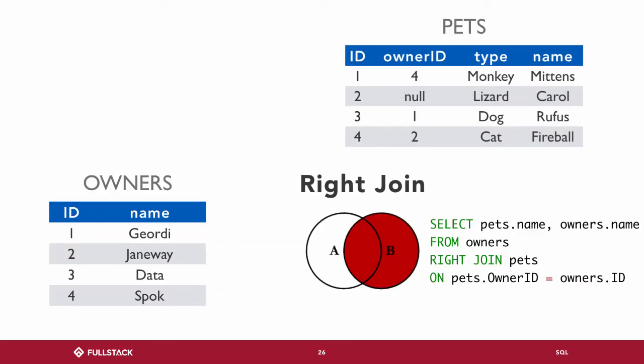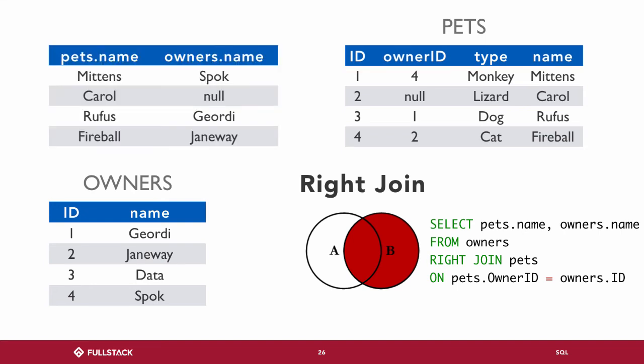Very, very similar for the right join, where in this case, we could have pets that don't necessarily have owners, but we still want to include them in the result set. And in this case, we've got Carol the lizard, who we want to include in the result set, and we end up getting her from this right join. And again, I think I would end up running this with a right outer join.